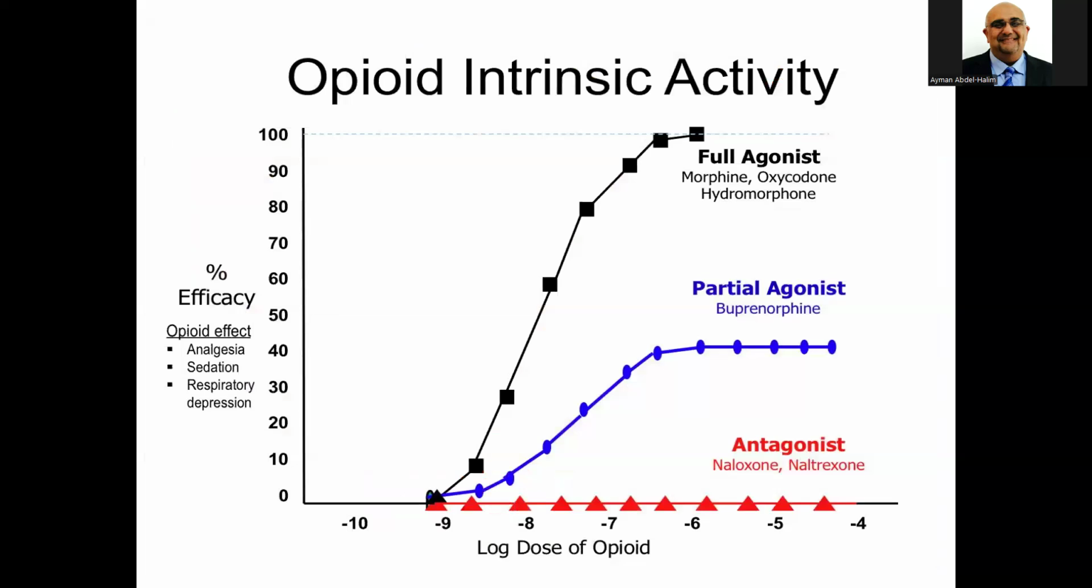Okay, opioid intrinsic activity here. As you can see, partial agonist, buprenorphine. If you get in the exam, what is the only partial agonist?